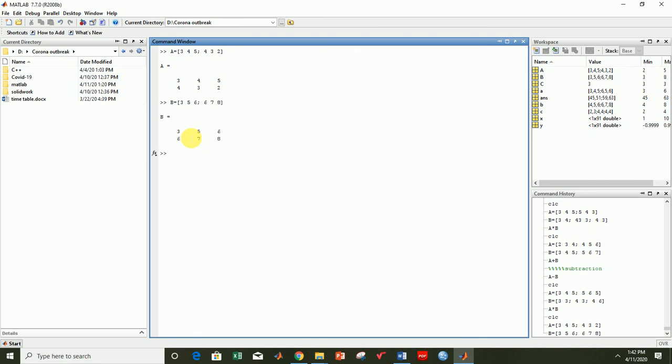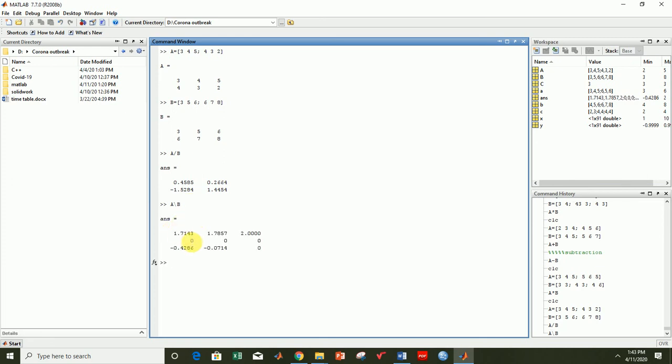Now I want to divide A by B. How am I going to divide A by B? By simply A slash B, right? When I press enter, it divides this matrix by this. Now I'm going to do it the other way, A backward slash B. Now this means A inverse B, and the result will be different. The forward slash means A divided by B, but the backward slash means A inverse B. So when I press enter, it will compute A inverse, then A inverse B. So the result will be different.